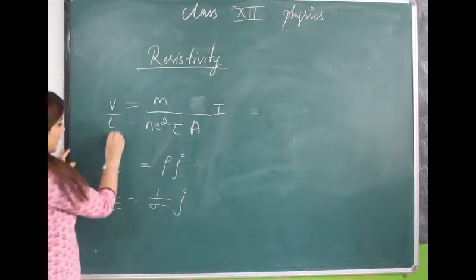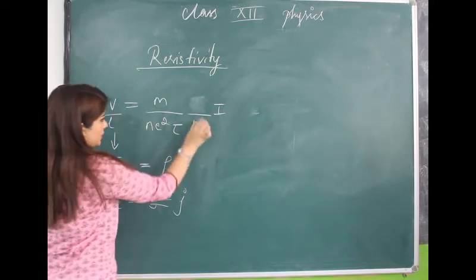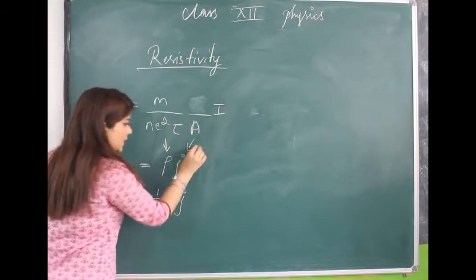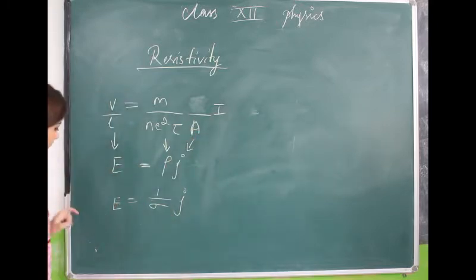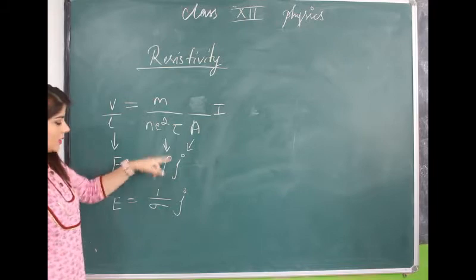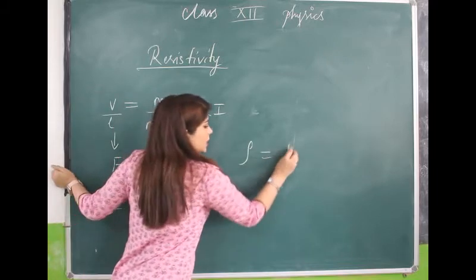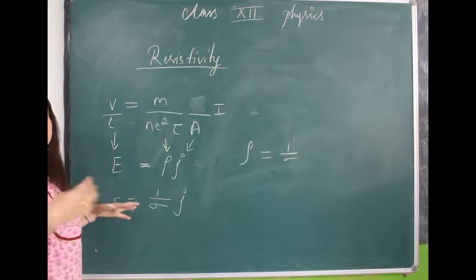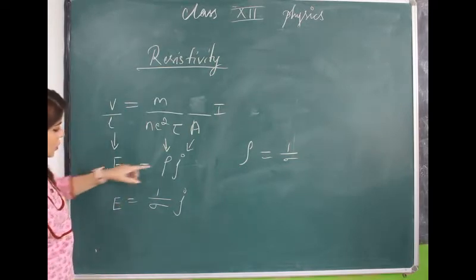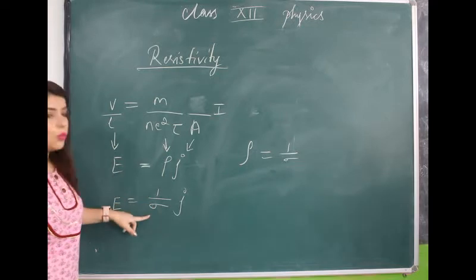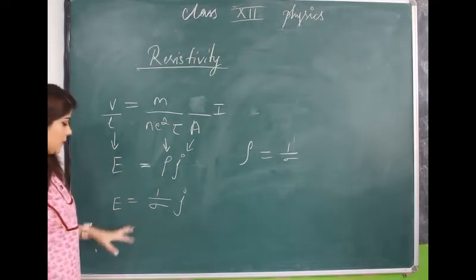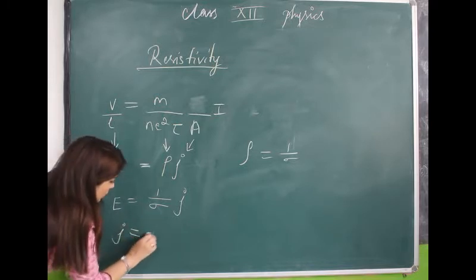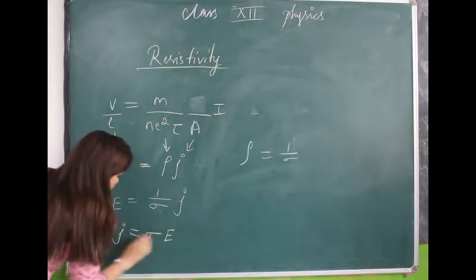So in place of V by L, I can write E. In place of this factor, I can write resistivity. In place of I by A, I can write current density. Now, resistivity is the reciprocal of conductivity, I hope you know that. So in place of resistivity, I am writing 1 by conductivity. From this equation, we can write J is equal to sigma E.